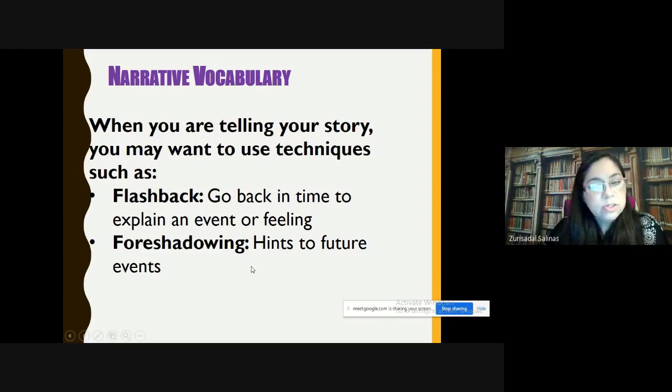And then foreshadowing, those are just simple little hints and clues that are foretelling events that are coming up in the story.